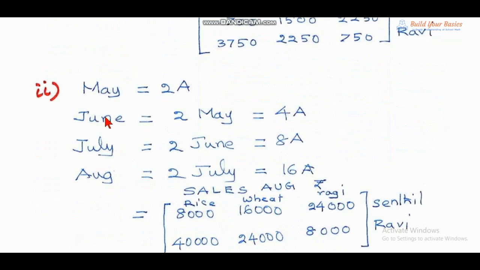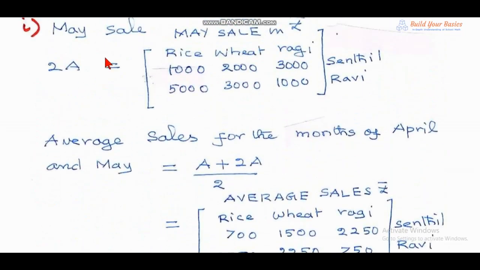For June it will be 2 times May. That is 2 times 2A, that is 4A. For July it will be 2 times that of June. That is 2 times 4A, that is 8A. For August it will be 2 times July. That is 2 times 8A, that is 16A. So for August the amount of sales will be 16A, where A is the sales for the month of April.